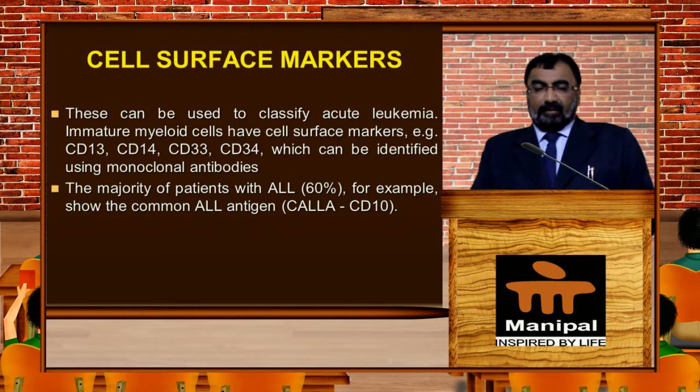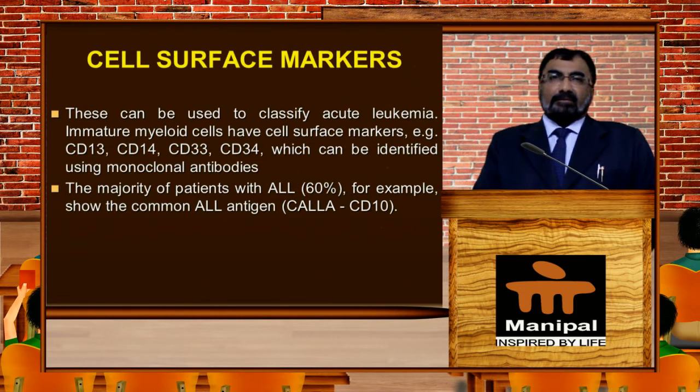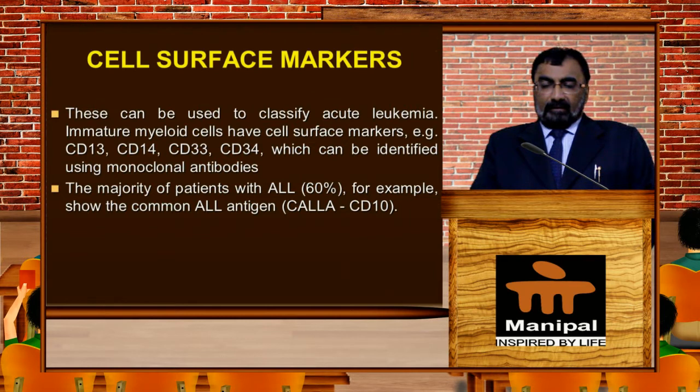There are other surface markers which have been identified, and these can also classify the acute leukemias. Immature myeloid cells have cell surface markers, that is CD13, CD14, CD33, CD34, which can be identified using monoclonal antibodies. The majority of patients with acute lymphocytic leukemia, that is 60%, for example, show the common acute lymphocytic leukemia antigen, also called CALLA, CD10.